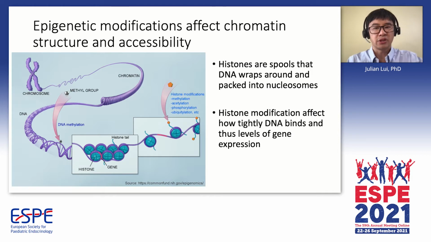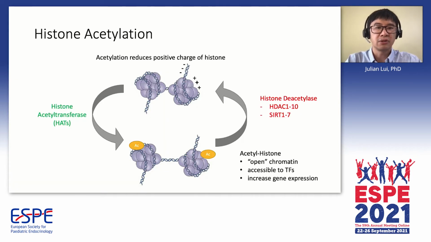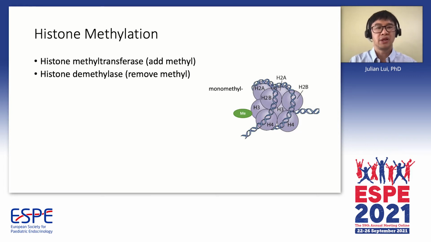All right, so histones are spools that DNA wraps around and packs into nucleosomes. Histone modifications affect how tightly DNA binds and therefore affect the level of gene expression. For example, histone acetylation reduces the positive charge of histone, thereby weakening the interaction of histone with the negatively charged DNA. And so histone acetylation usually leads to a more open chromatin structure, increased accessibility to transcription factors, and therefore increase of gene expression.